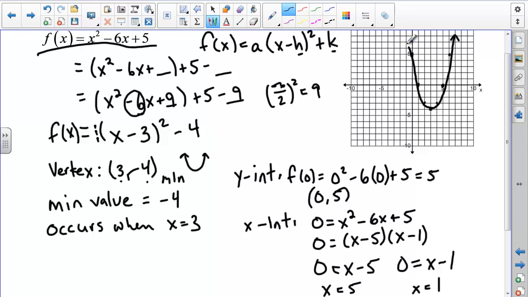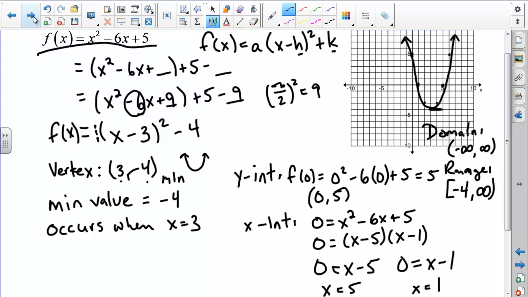Now the only other things I could ask you about this is what are the domain and range? And we all know the domain for quadratics is all real numbers. So I put -infinity to +infinity. And we know the range goes from the lowest y value to the highest y value. And so here, this is our lowest y value at -4, and it keeps going up forever, so that would go up to positive infinity. And so we'd say -4 to infinity. So that's about all we can do with this.